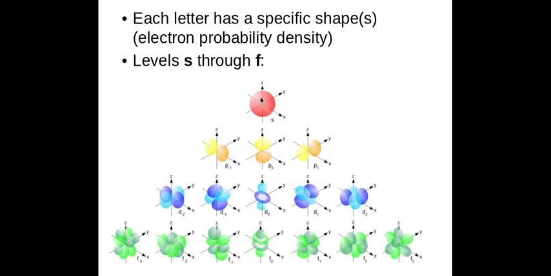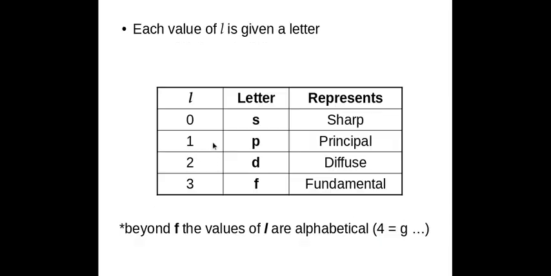Shape S can have one orientation. Shape P can have 3 orientations. Shape D can have 5 orientations based on the calculations that we saw earlier. L value equals 0, we saw only had one orientation. When L is 1, we saw the orientations were -1, 0, and +1.